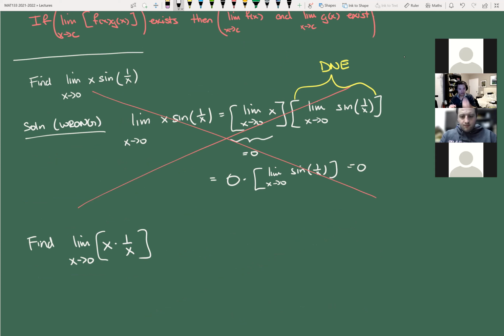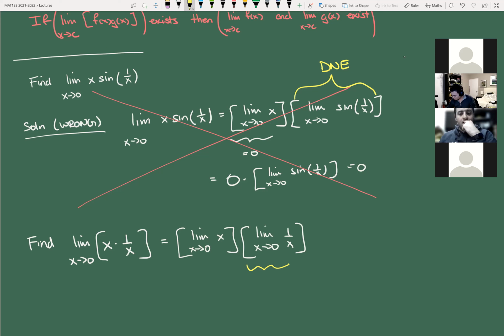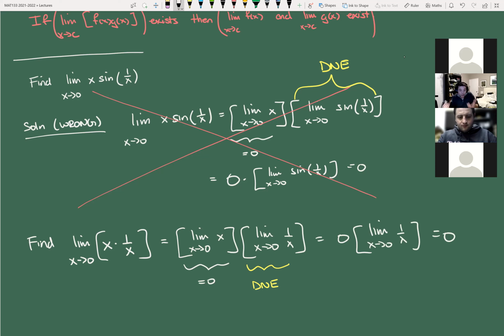We're not allowed to use the limit laws here, because if I did, what would we get? We would get the limit as x approaches 0 of x times the limit as x approaches 0 of 1 over x. Again, I'm not allowed to do this because this thing does not exist. But if we pretended that we were allowed to, this first limit is equal to 0. So that would give me 0 times the limit as x goes to 0 of 1 over x, and we would say, oh, that's 0, but we know it's 1, right?